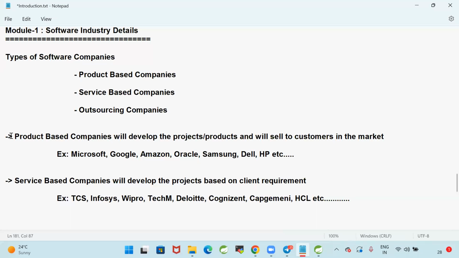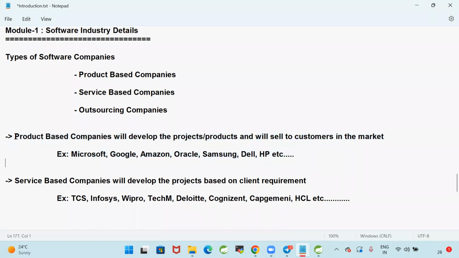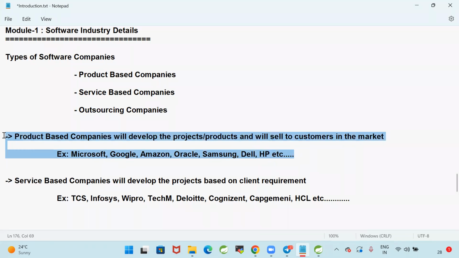Sir, what is the difference between product-based companies and service-based companies? Product-based companies will develop the projects and will sell to customers in the market. So Google is developing their own products and selling in the market. Amazon, Oracle, Samsung, Dell, HP, all these companies are the same. They will get an idea. Based on the idea, they will develop the project and they will sell that project to the customers in the market. So these people will deal with only customers. For these companies, clients will not be available.